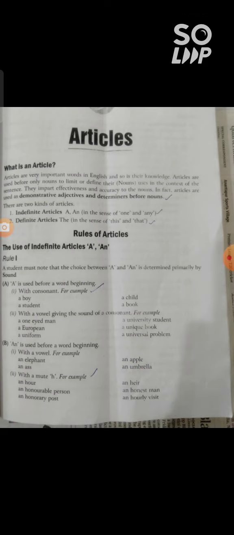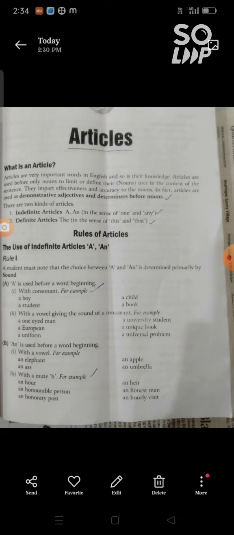Indefinite articles, a and an, in the sense of one and any, we use indefinite articles a and an. Definite article, the, in the sense of this and that, refers to a particular person or object. They are called definite articles. The example is: the is a definite article in the sense of this and that, so we use the definite article. So articles are mostly used before nouns.